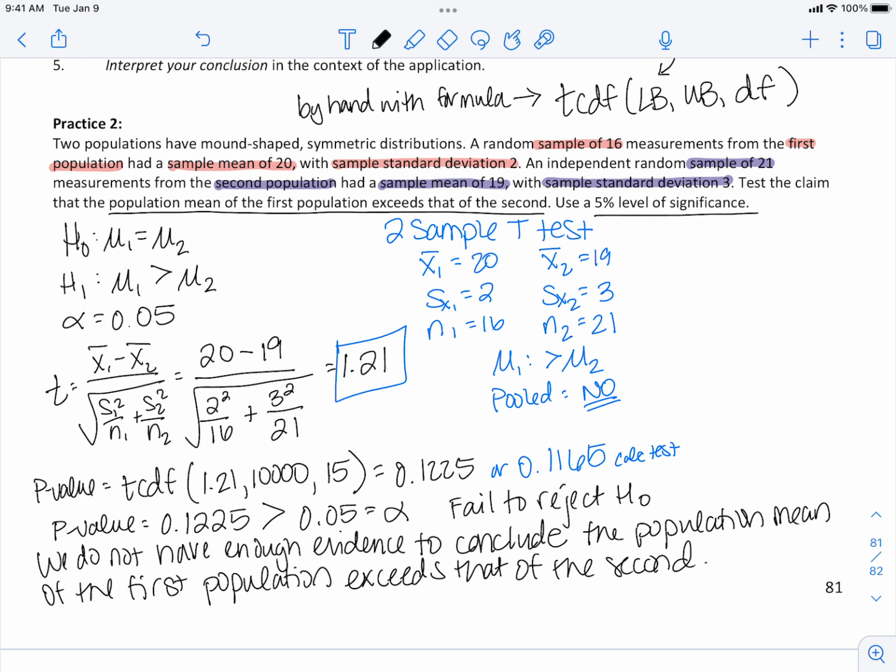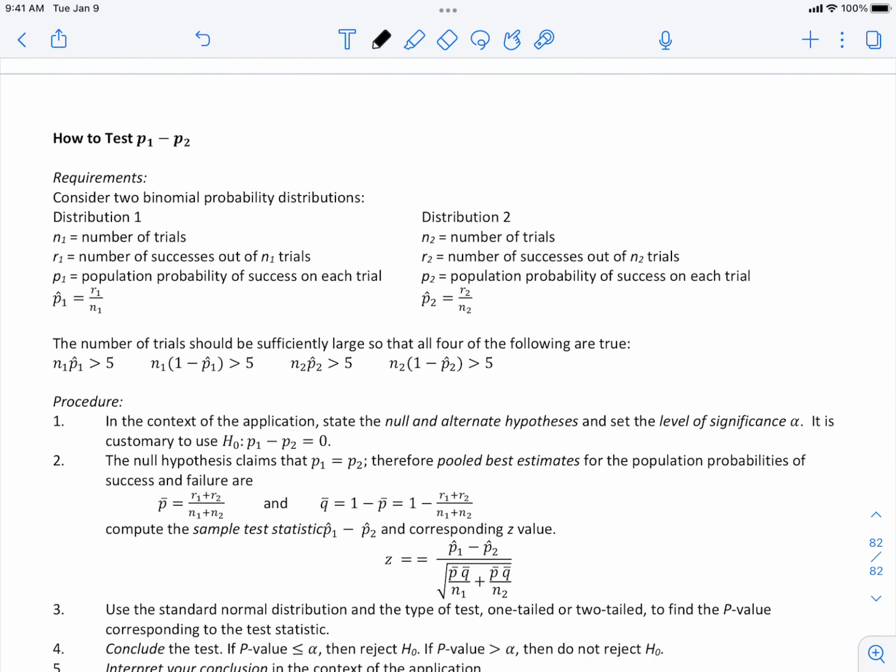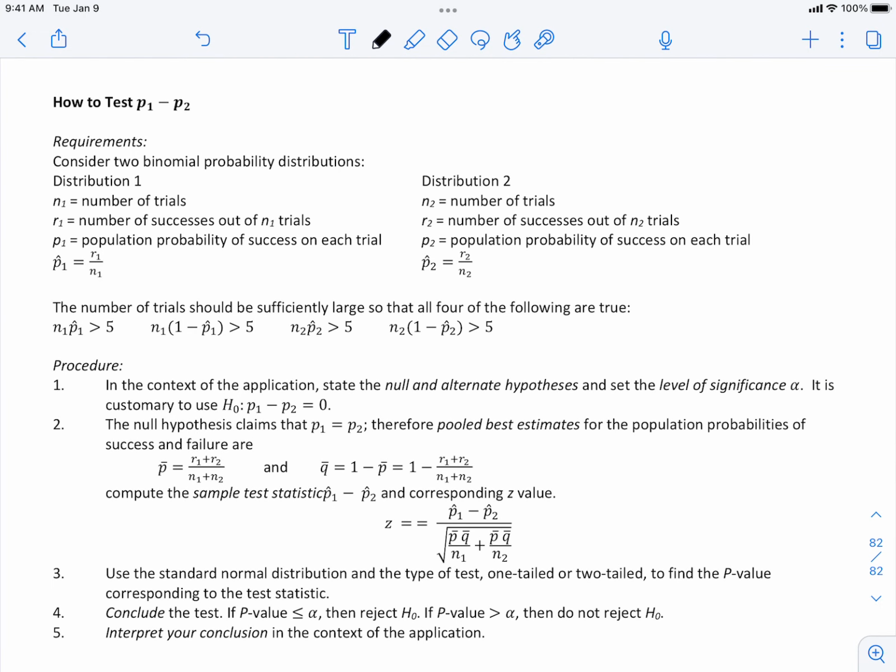Okay, we have one more example today, and we're going to go over how to test P1 minus P2. So this is going to be the two proportion z-test. Consider two binomial probability distributions. Each of them has an n, the number of trials, r, the number of successes, p, the population probability of success on each trial, and then p hat, which is r divided by n for each of the two groups.